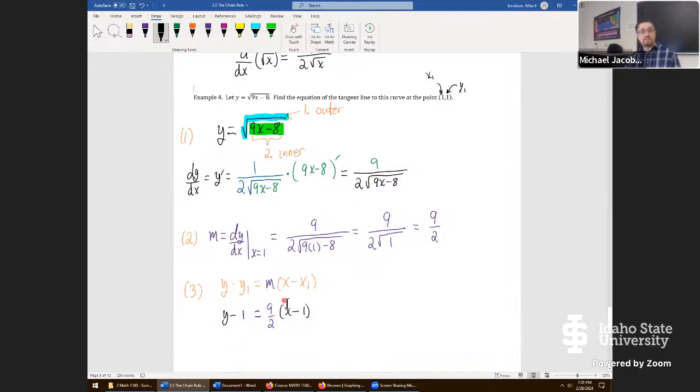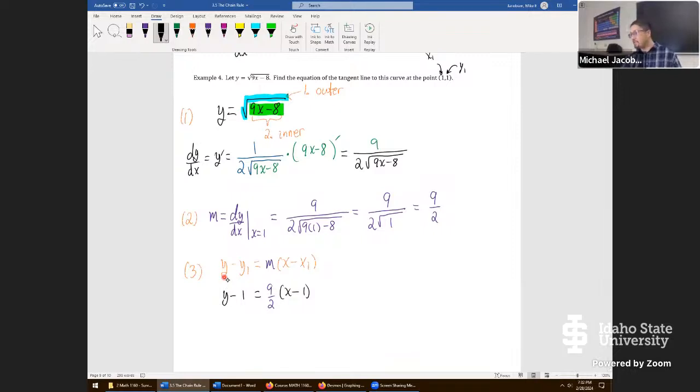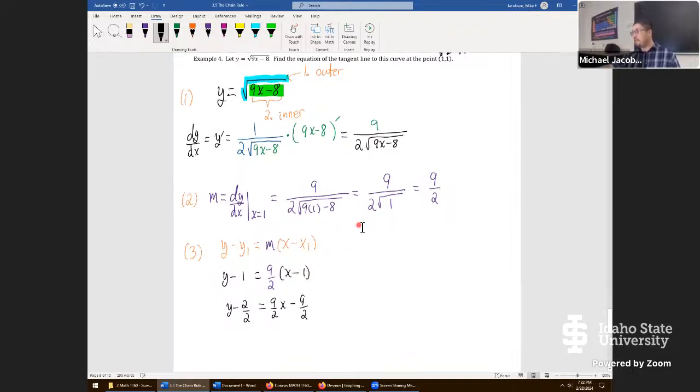Well, the site wants us to solve this for y, and that's a good idea. You can check your work pretty rapidly if you did that. So let's write this as y minus 2 over 2 instead of 1. Distribute the 9 halves through to get 9 halves of x minus 9 halves. Add 2 over 2 to both sides, and the tangent line equation is y is 9 halves x minus 7 halves. So my claim is that's the right equation.